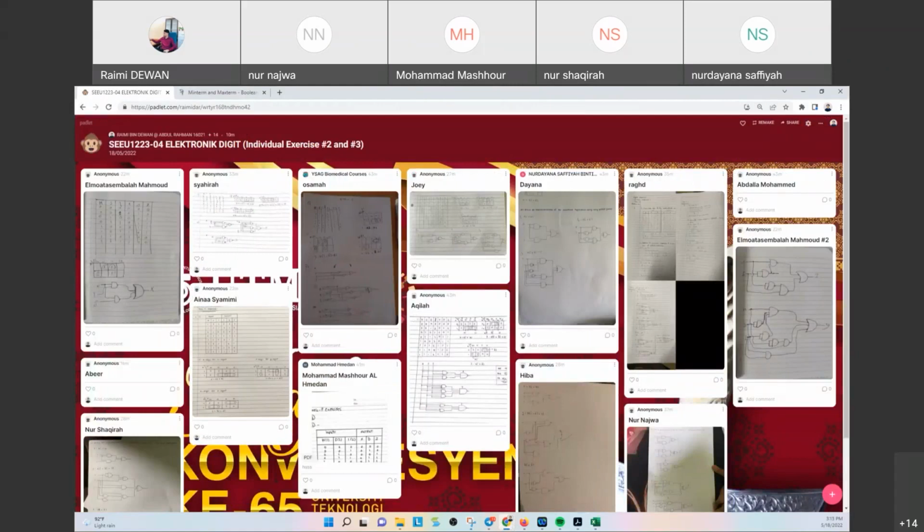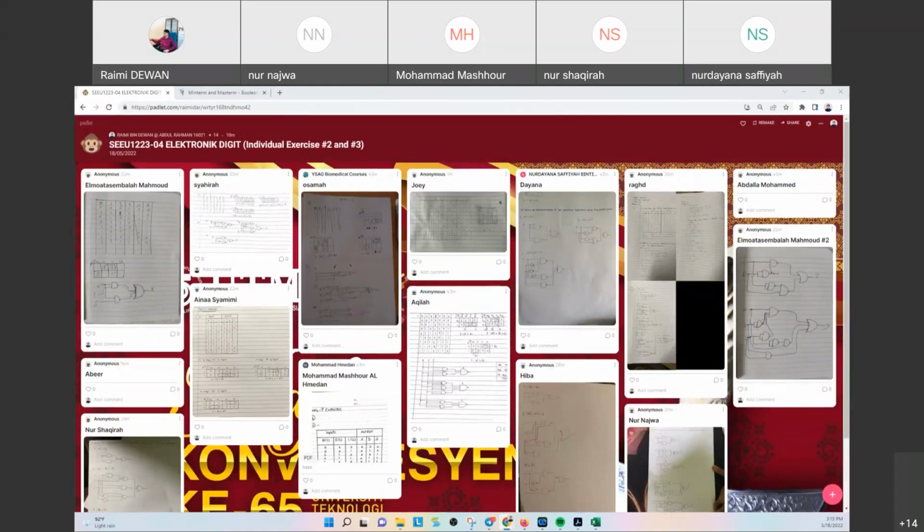And then where is the schematic? This is quite simple. You need to understand the encoder first, and the decoder is the opposite of the encoder, something like that. Okay. Question number 3. Okay, you need to understand the decoder first.